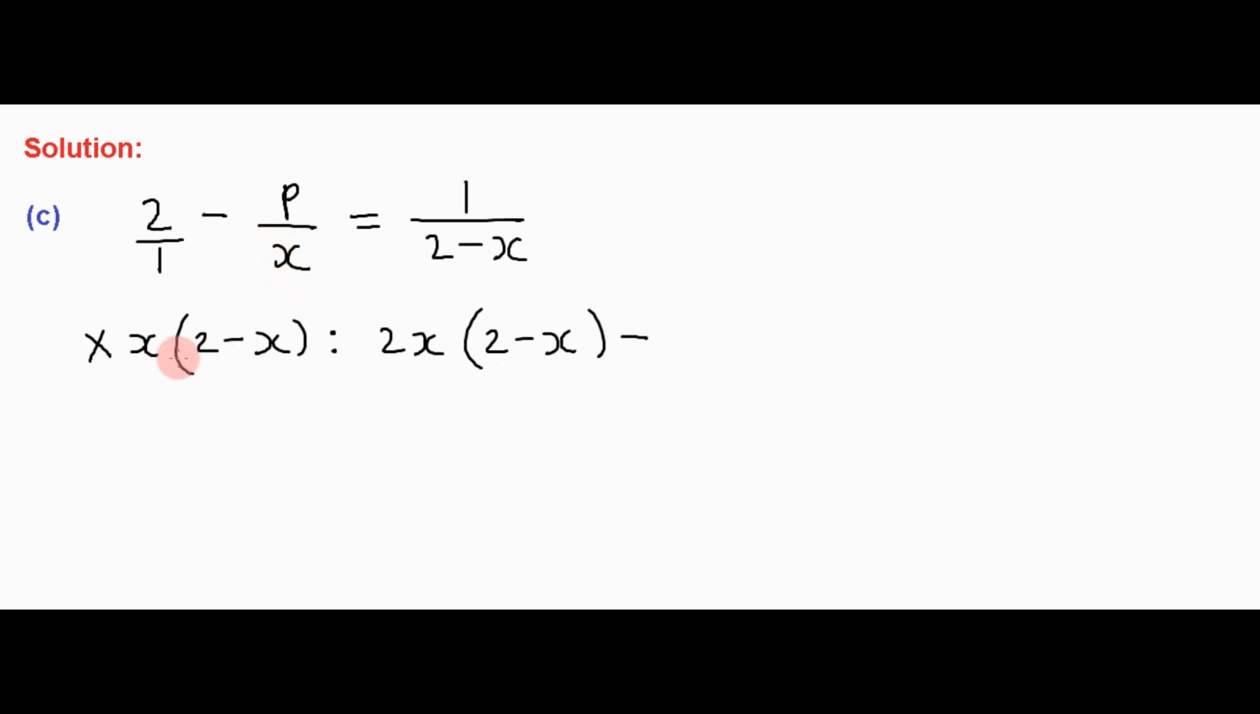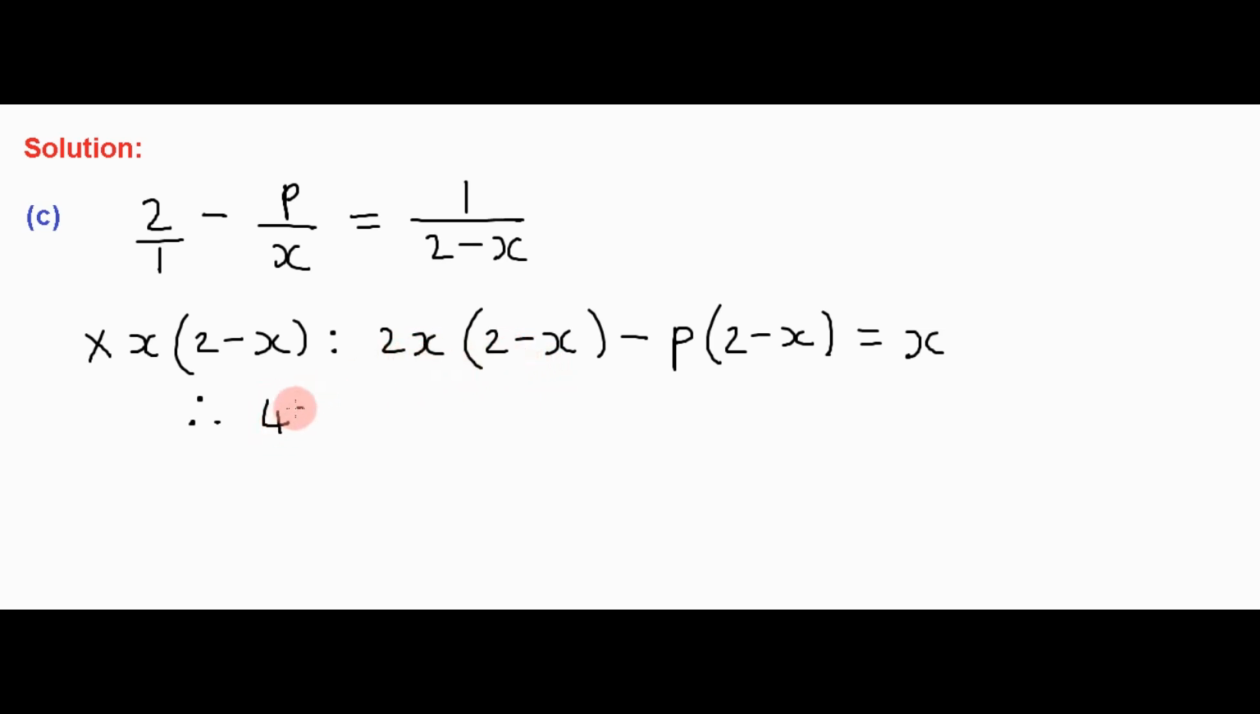Then x into the LCD, 2 minus x remains, times the numerator. So p multiplied by 2 minus x. On the right-hand side, 2 minus x into the LCD, x remains, times the numerator. So x times 1.